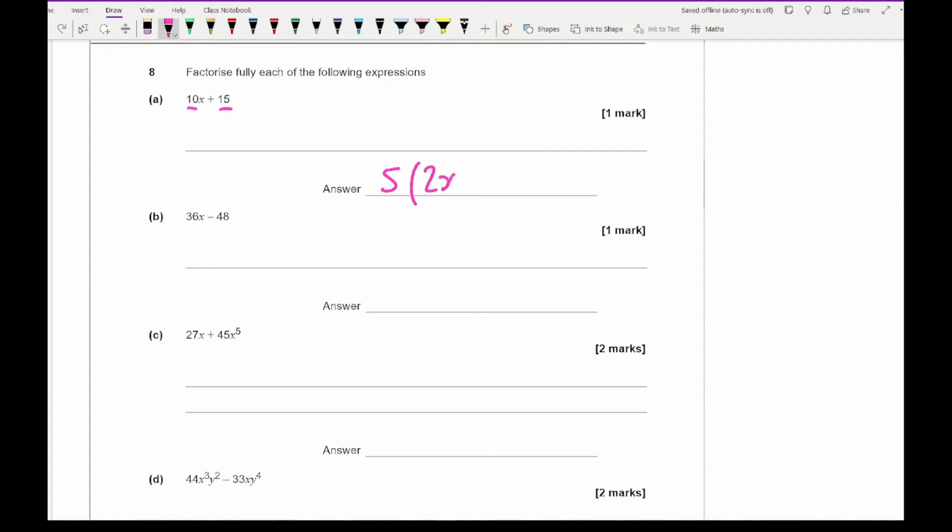Well, that's going to be 2x. What do you have to multiply 5 to get 15? Well, that's going to be 3. Then looking at the next one, again, each term has got numbers. So you think to yourself, what's the biggest number that goes into 36 and 48? That's going to be 12.